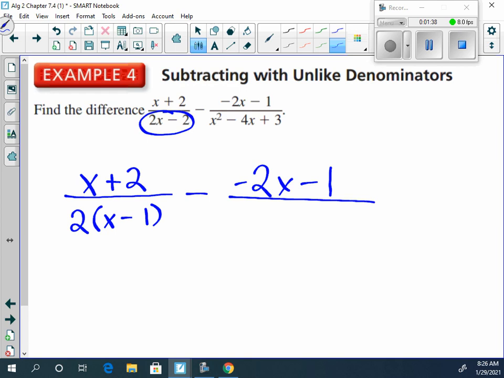Now we need to factor the other one. x squared minus 4x plus 3. Since the 3 is positive, the signs would be the same, and they match the sign of the middle term, which would be negative and negative. Now the factors of x squared, well, there's only one set, x and x, and the factors of 3, 1 and 3, there's only one set of factors.